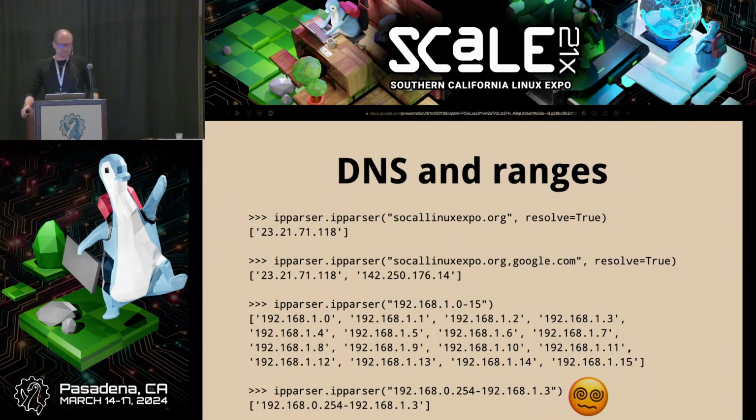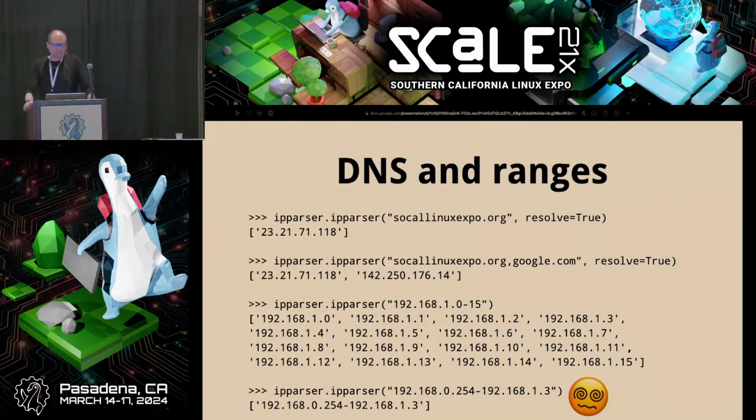So DNS and ranges, this is interesting. Have IP parser take SoCal Linux Expo and tell it to resolve it. It gives you the IP address back. You pass it a couple of domain names comma separated, tell it to resolve them, and it gives you the IP addresses back. An example here, though, is this last one, 0.15. If you compare that to the output from NetAddr, NetAddr gave you a /28 network object. IP parser gives you all the IPs in that network. You could get those IPs out from NetAddr, but you'd have to iterate over the object that you got back, versus this just gives it to you up front. Again, could be something that you need, and it saves you an extra step.